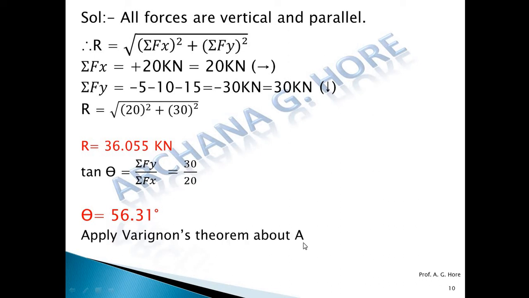Now apply the Varignon's theorem about point A. Here R is in fourth quadrant and theta is with x. Why it is with x? Because we find out the theta, tan theta is equal to summation Fy upon Fx. So the denominator always has the theta angle with it. So that's why theta is with x axis.